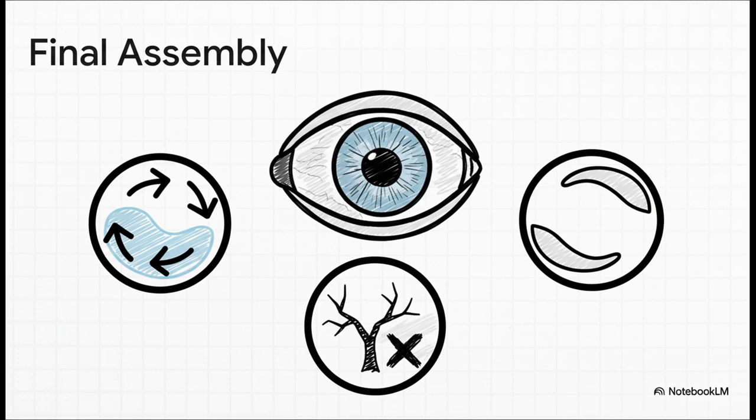And now, it's just final assembly. The big empty space inside the eye fills up with a gel to give it its shape. A temporary artery that was supplying blood during development is no longer needed, so it just degenerates and disappears. And finally, folds of skin grow over the front to form our protective eyelids. And just like that, the construction is complete.